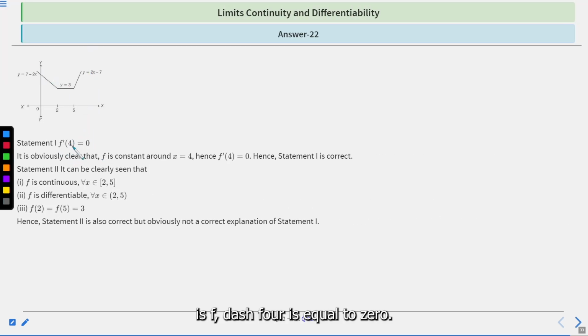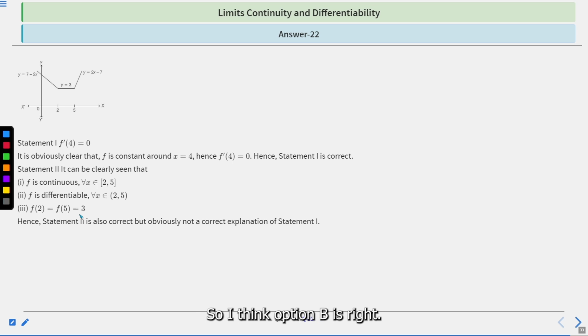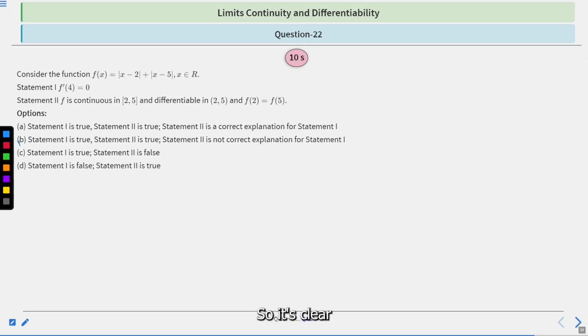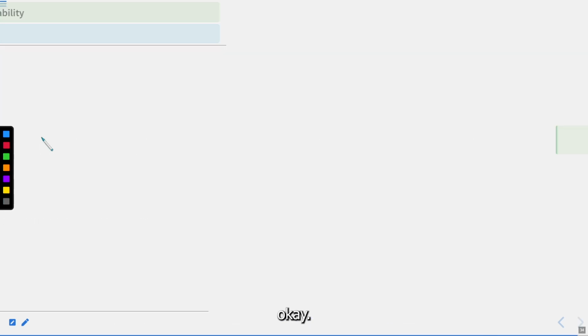So statement 1 is f'(4) is equal to 0. It is obviously clear that f is constant from 2 to 5, around x equal to 4. Hence f'(4) is equal to 0. Hence statement 1 is correct. Statement 2: it can be clearly seen that f is continuous for all x in [2,5], and f is differentiable for all x in (2,5), and f(2) is equal to f(5) is equal to 3. Hence statement 2 is also correct, but obviously not a correct explanation of statement 1, right? So I think option B is the right choice. Clear? Okay. Thank you.